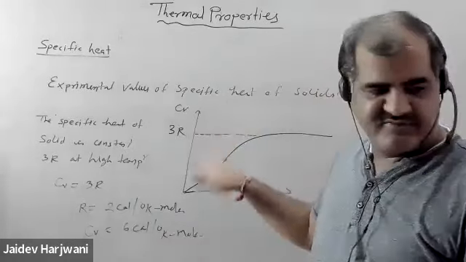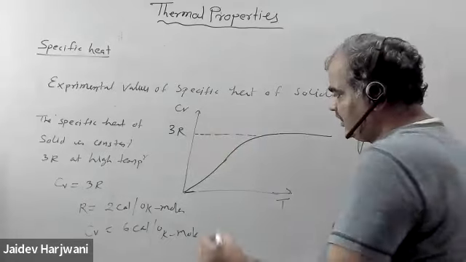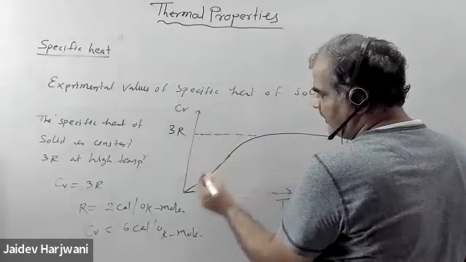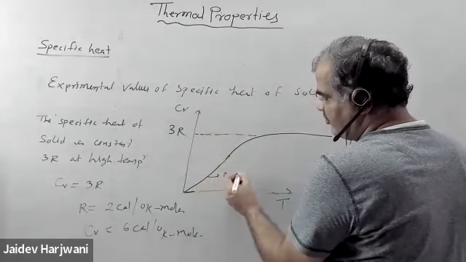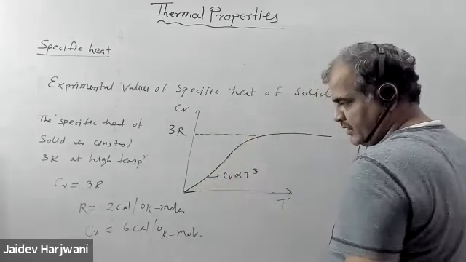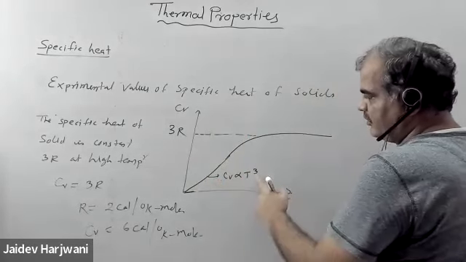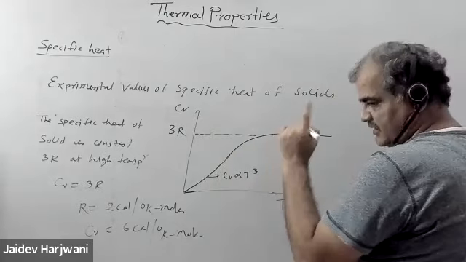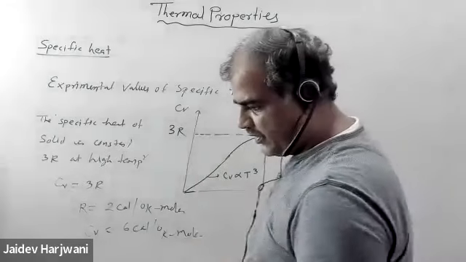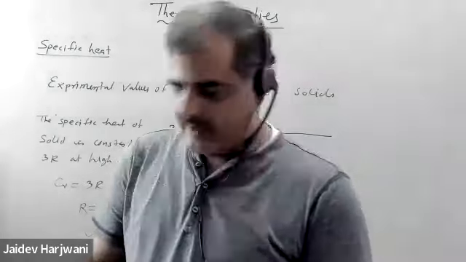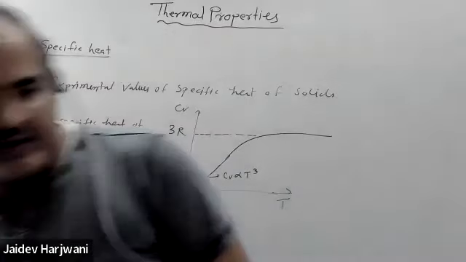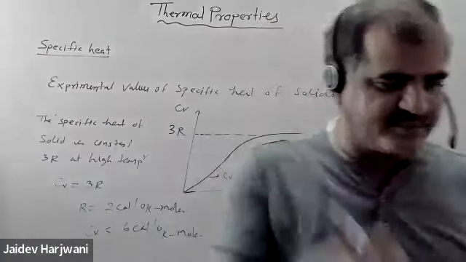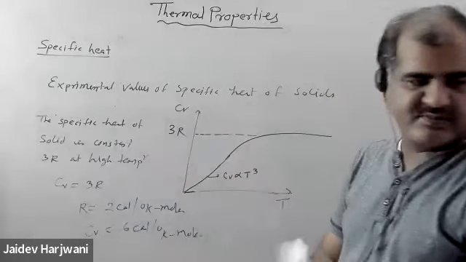So at high temperature it is fixed, and if you fit this data at low temperature, then your CV is proportional to T cube. So at low temperature, CV varies as T cube, and at high temperature, CV is 3R. Okay, so that point you need to remember. Now there are different models of solid which try to explain this experimental curve.